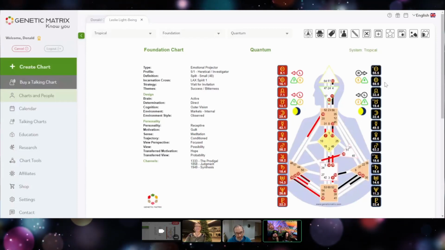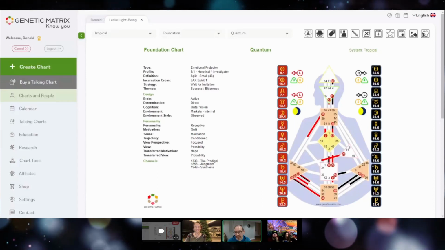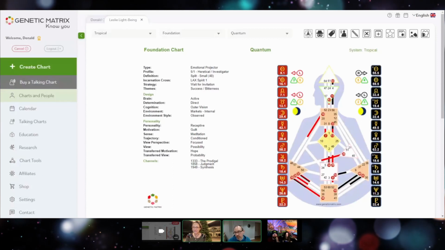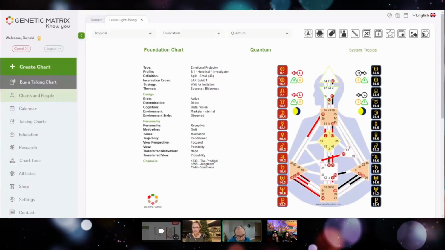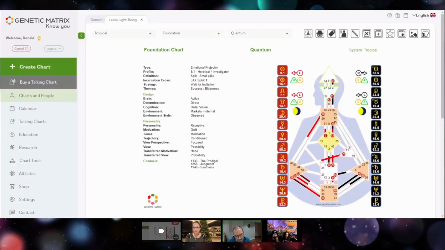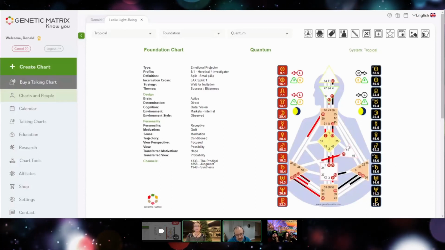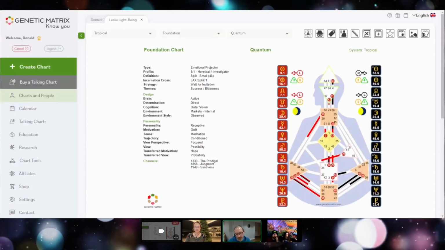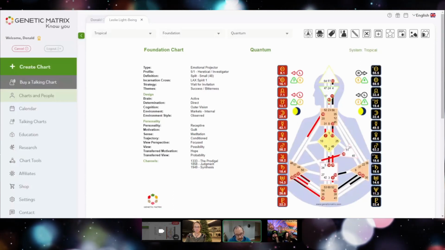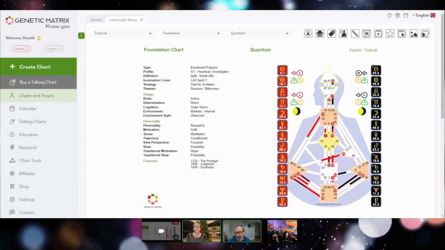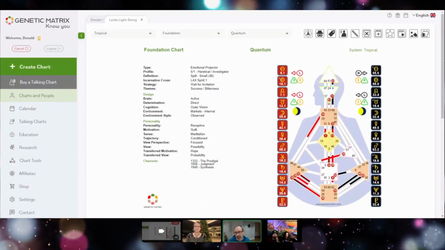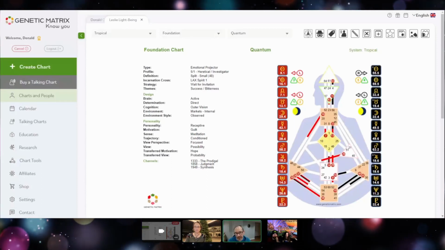Okay. And then your 55.5 is grounded in the gate 59, which is the gate of sexuality. And this is the ability to break down barriers and bond with a mate or collaborate on a business venture with another person. There's a need for deep connection with others.